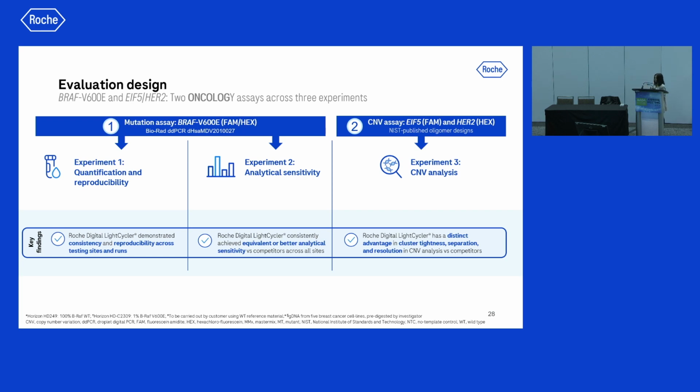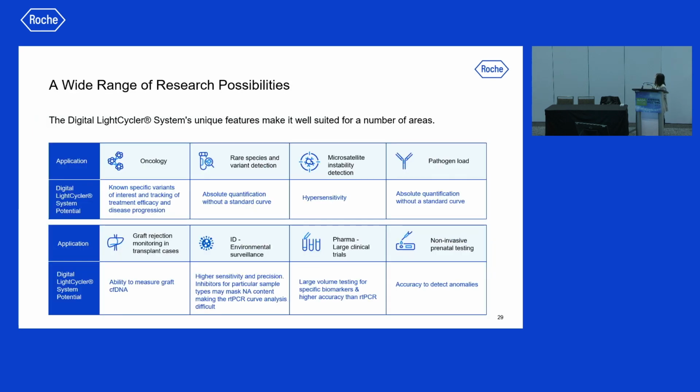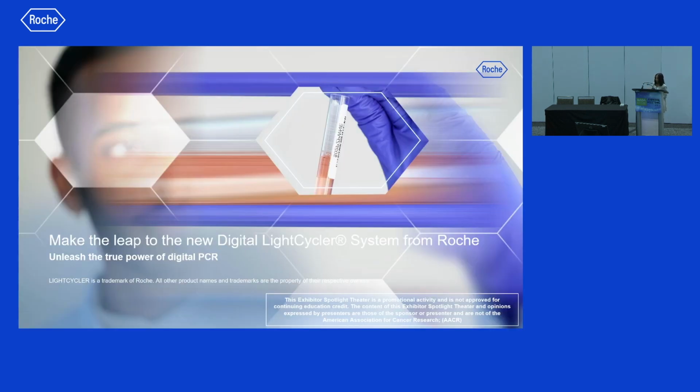As demonstrated by these key findings, you can imagine that the high sensitivity and precision capabilities of the Roche Digital LightCycler system make it well suited not only for oncology applications, but a variety of applications, right? Some of which are listed here. We have microsatellite instability detection. There's also looking at pathogen load. NIPT is another really nice application that really requires precise measurements as well. And for those reasons, we strongly urge you to make that leap to the new Digital LightCycler system from Roche and really unleash the true powerful potential of digital PCR.